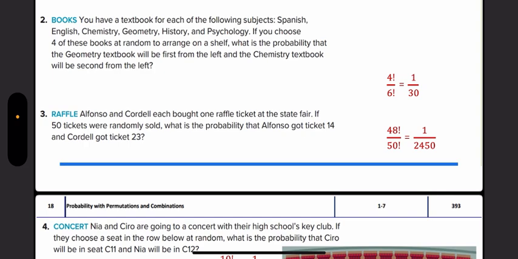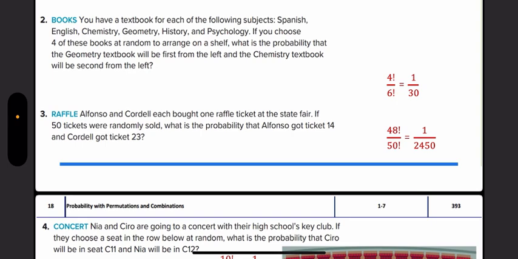Okay, how? I will answer this, but I hope you will think of the answer first. When he removes first and second, he will say, what is the probability that the geometry and the chemistry will be the first 2 books to be chosen, but he will not mention a specific order of the chemistry and the geometry. He will not mention which one will come first and which one will come second. Or he can say another phrase. If you revise the PowerPoint of the permutation and combination, you will find something else, which is at any order. He will say chemistry and geometry will come first at any order.